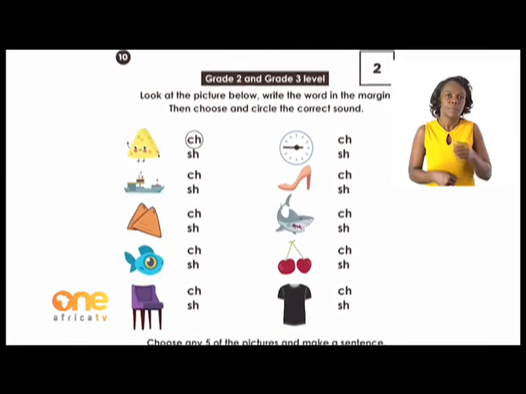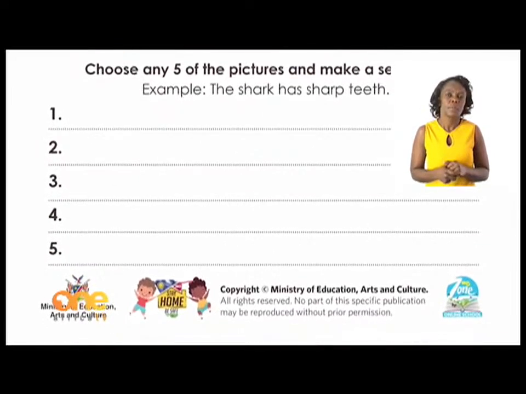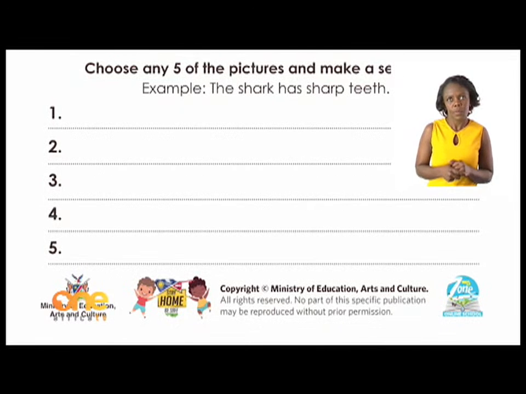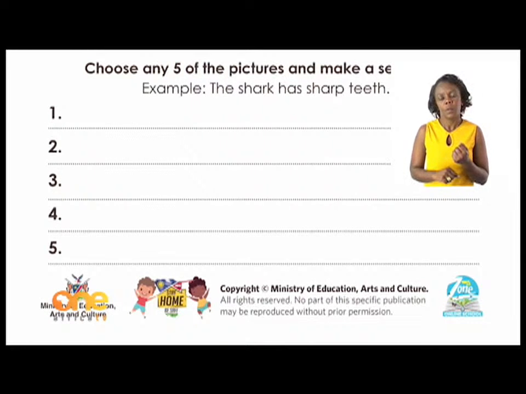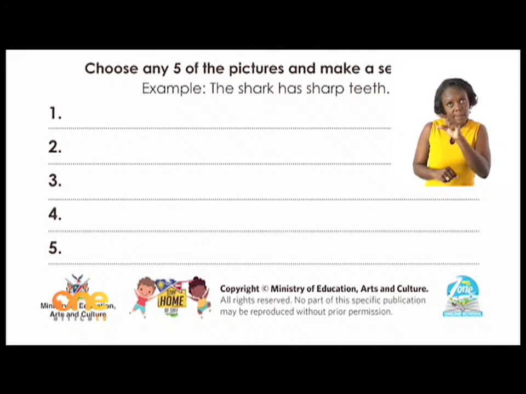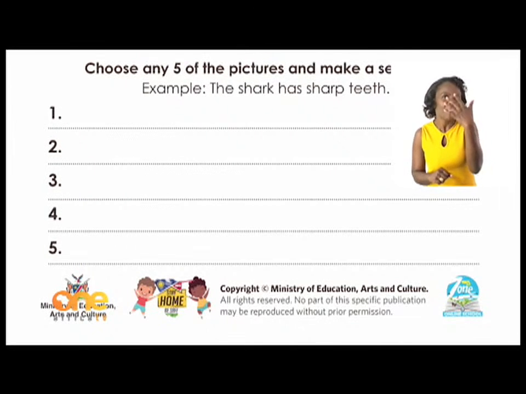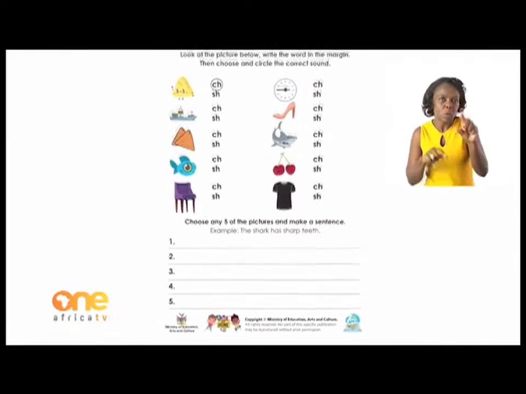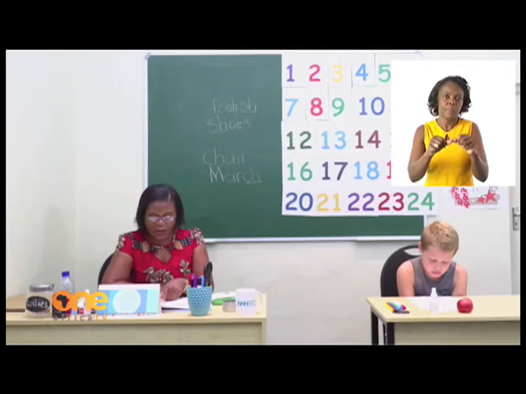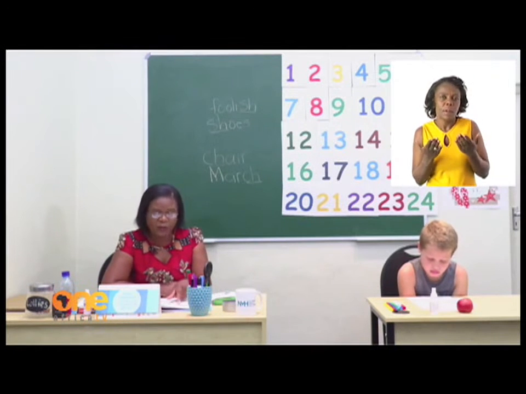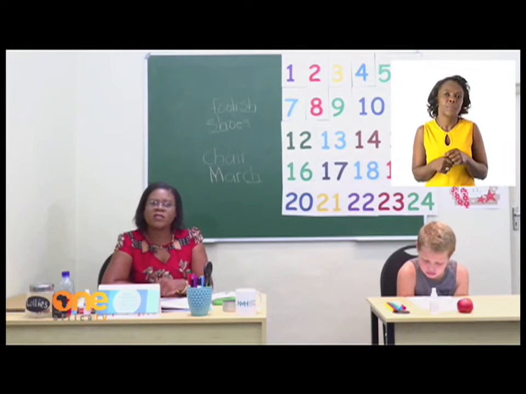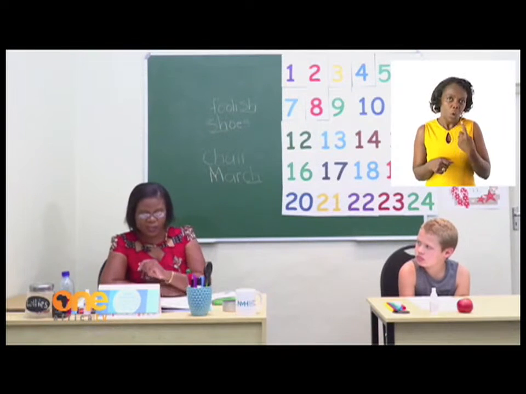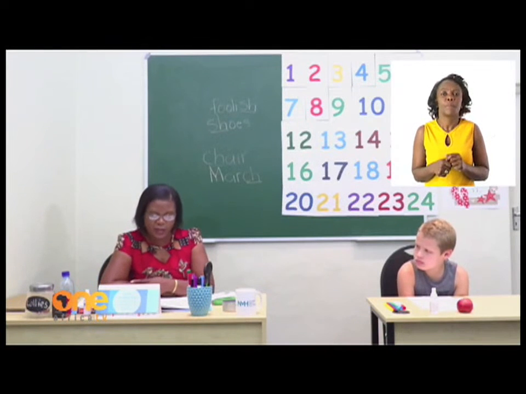Let's go down to the next exercise, just below. All right. Now you have to choose any 5 of the pictures. The given pictures on top there, you just have to choose 5 of them, and you come up with your own sentence using any of the words on the pictures. Choose 5. For example, the shark has sharp teeth. We have a shark there on the pictures, so I have chosen a shark. And then I construct my own sentence like that. The shark has sharp teeth.